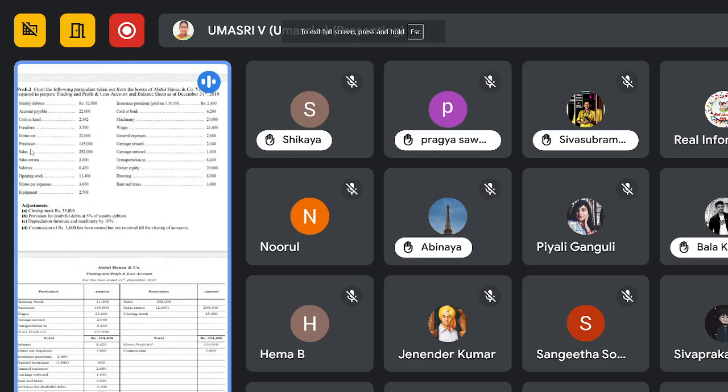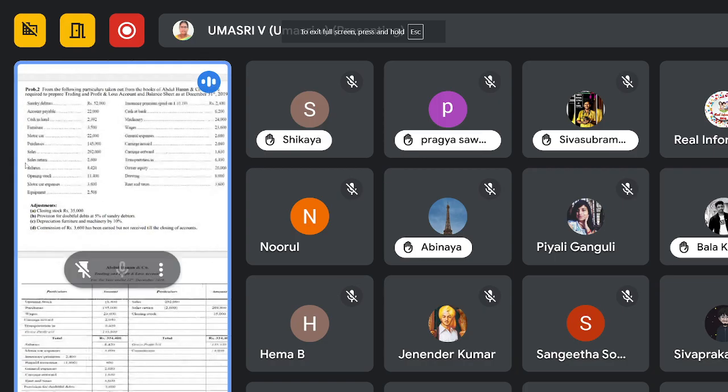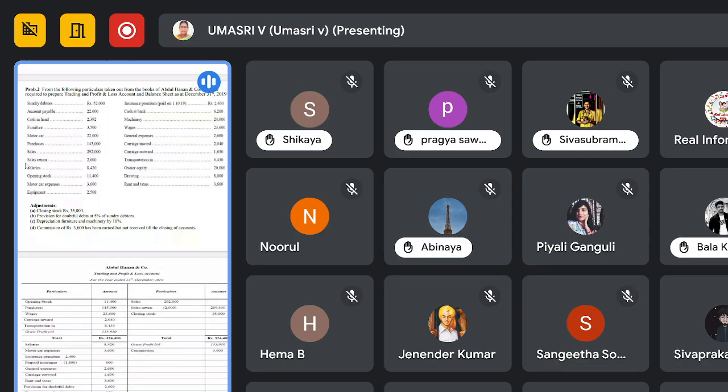So carriage inwards, you have to write it in the trading account. And simply transportation, if it is given, we used to take it in the profit and loss account debit side. Transportation in is given. In means what? When you are purchasing raw material and bringing it into your godown, you are paying transportation. That is called transportation inwards, right?